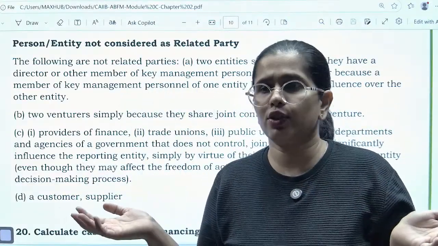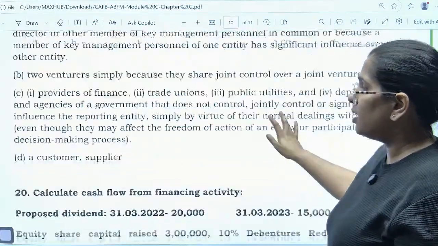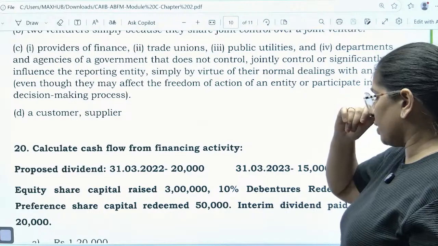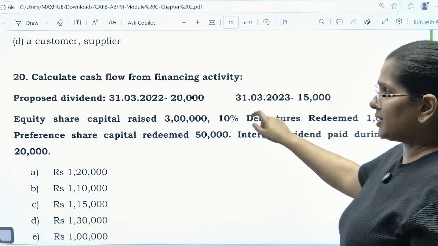दोनों का आपस में एक दूसरे के ऊपर कोई control नहीं है. So in this situation they will not be called related parties. Now you need to calculate the cash flow from financing activity.